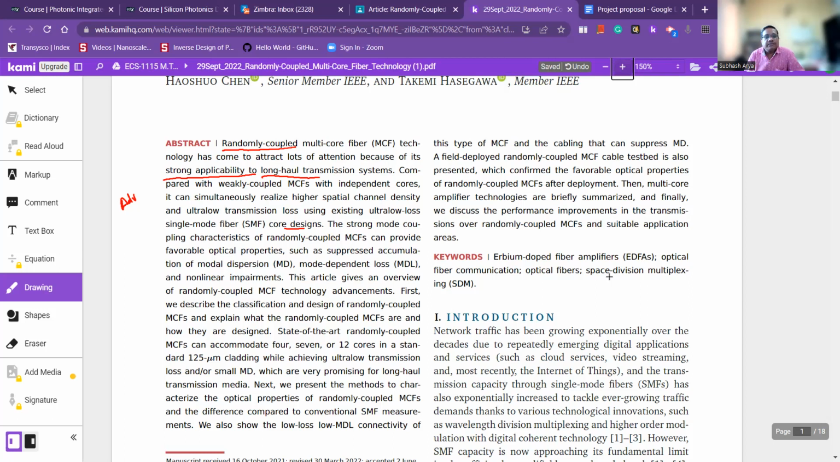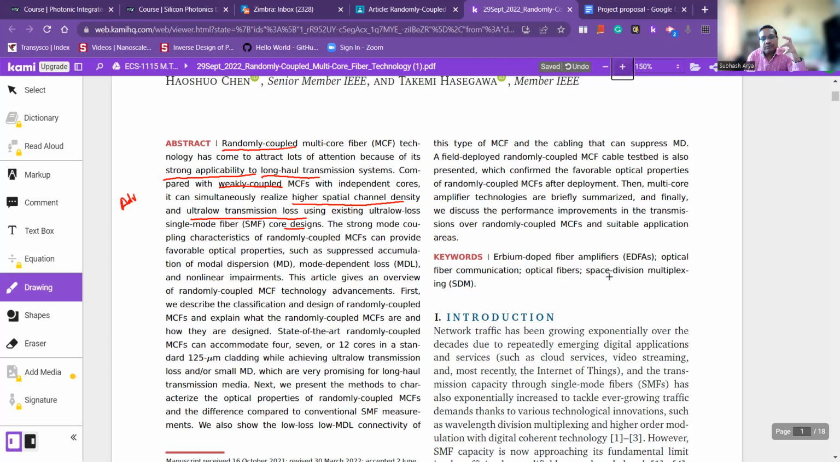Now comparing it with weakly coupled multi-core fiber. So there are two technologies, weakly coupled multi-core fiber, and here it is proposed as randomly coupled multi-core fiber. So with these two, we are comparing in what terms randomly coupled multi-core fiber is advantageous. It is telling that higher spatial channel density and ultra-low transmission loss. Means transmission loss is less as well as its capacity is more.